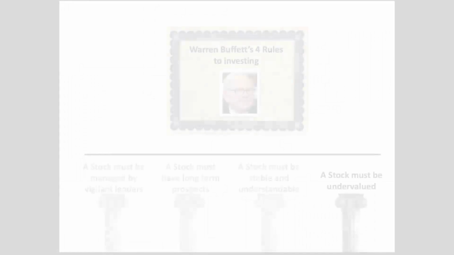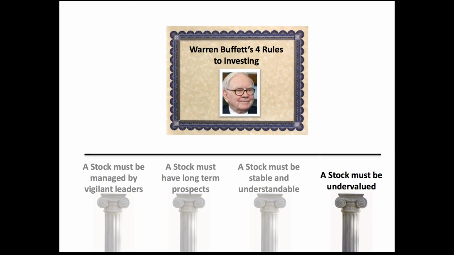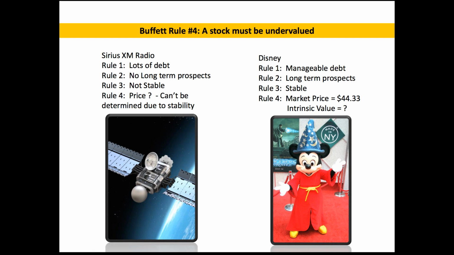So let's get started. Okay, so here we are at the last rule for Warren Buffett, and this is the most complicated rule, and that's determining whether a stock is undervalued or not. In the three previous lessons, we were looking at the three previous rules that Warren Buffett has, and we were comparing Sirius XM Radio and Disney to understand those rules and those principles.